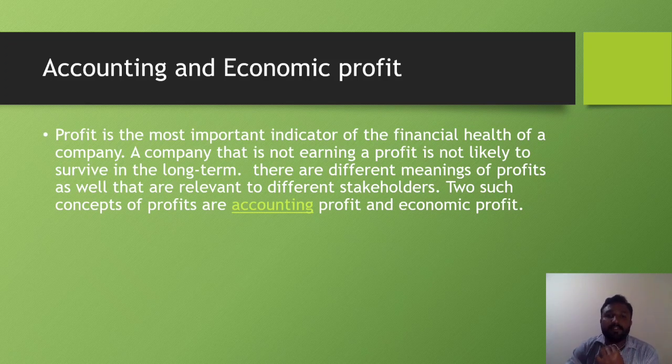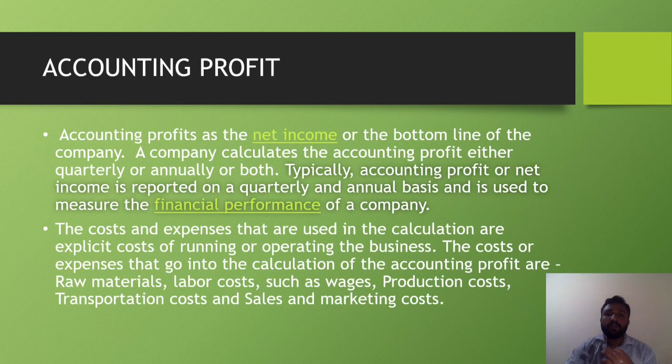There are different meanings of profit that are relevant to different stakeholders. Two such concepts of profit are accounting profit and economic profit. Accounting profit is the net income, or the bottom line, of a company. A company calculates the accounting profit quarterly or annually or both, and it is used to measure the financial performance of a company.